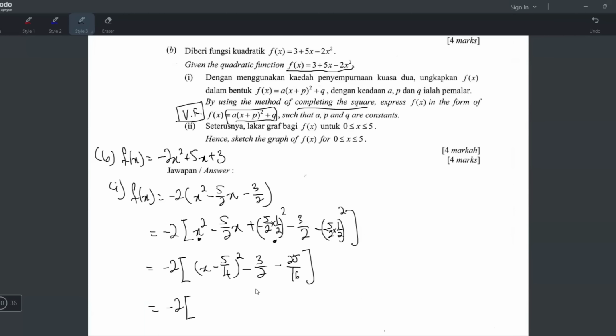After you reach here, we can simplify these. So it becomes x minus 5/4 squared, and the big bracket you still have to write. The big bracket is very important. Then -3/2 minus 25/16 gives us -49/16, and then close the big bracket.